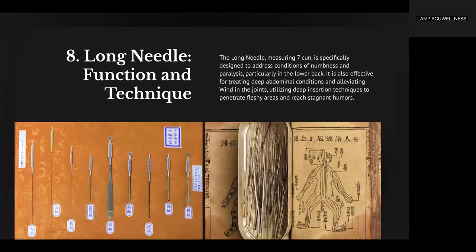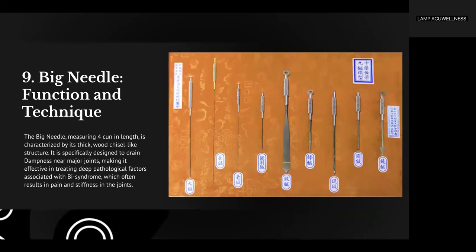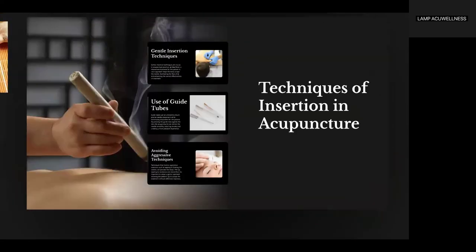The long needle, measuring 7 tun, is specifically designed to address conditions of numbness and paralysis, particularly in the lower back. It is also effective for treating deep abdominal conditions and alleviating wind in the joints, utilizing deep insertion techniques to penetrate fleshy areas and reach stagnant tumors. The big needle, measuring 4 tun in length, is characterized by its thick, wood chisel-like structure. It is specifically designed to drain dampness near major joints, making it effective in treating deep pathological factors associated with bi syndrome, which often results in pain and stiffness in the joints.